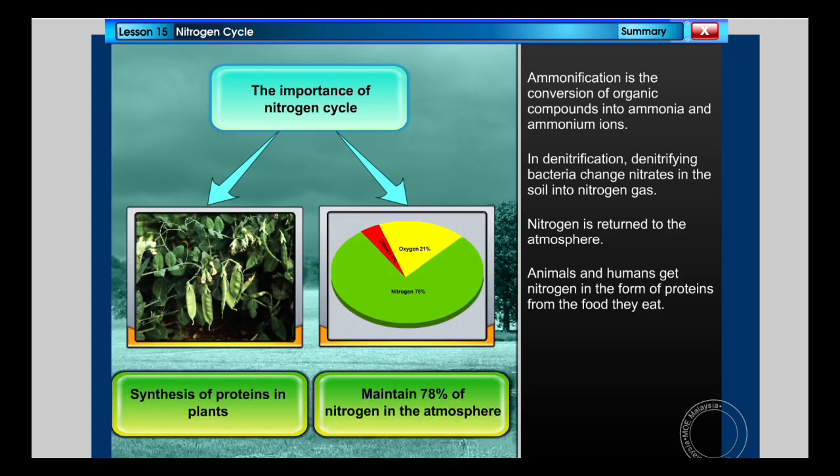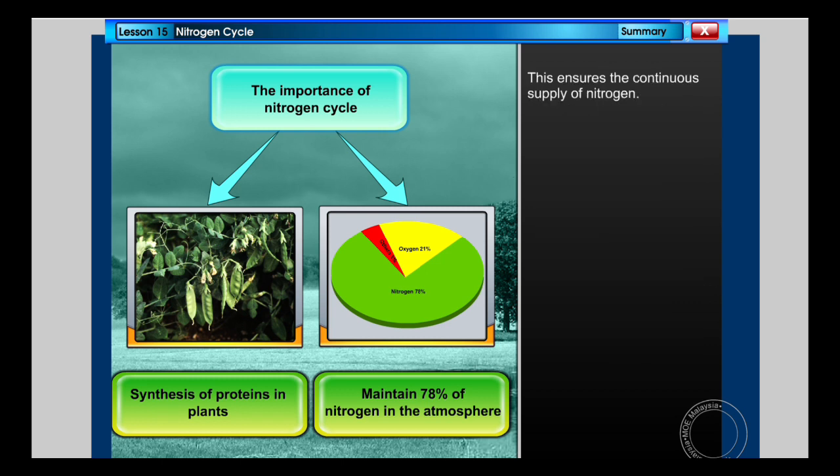Animals and humans get nitrogen in the form of proteins from the food they eat. Nitrogen cycle maintains the percentage of nitrogen in the atmosphere. This ensures the continuous supply of nitrogen.